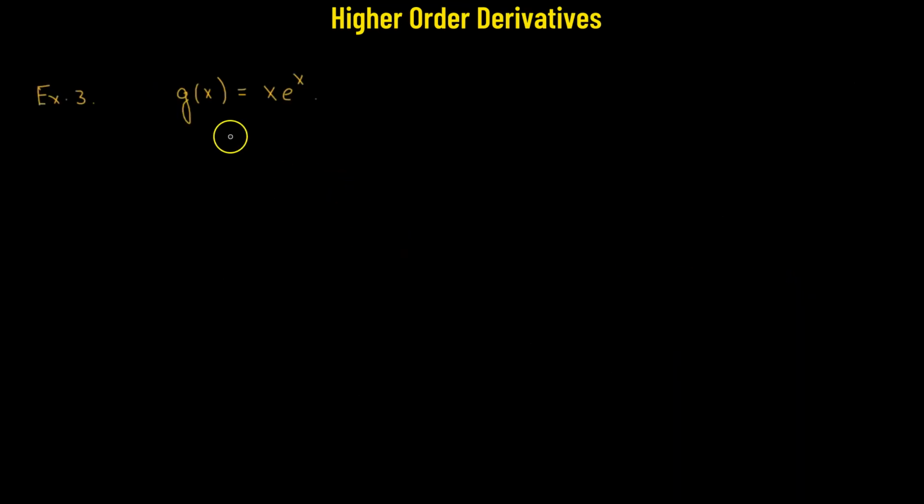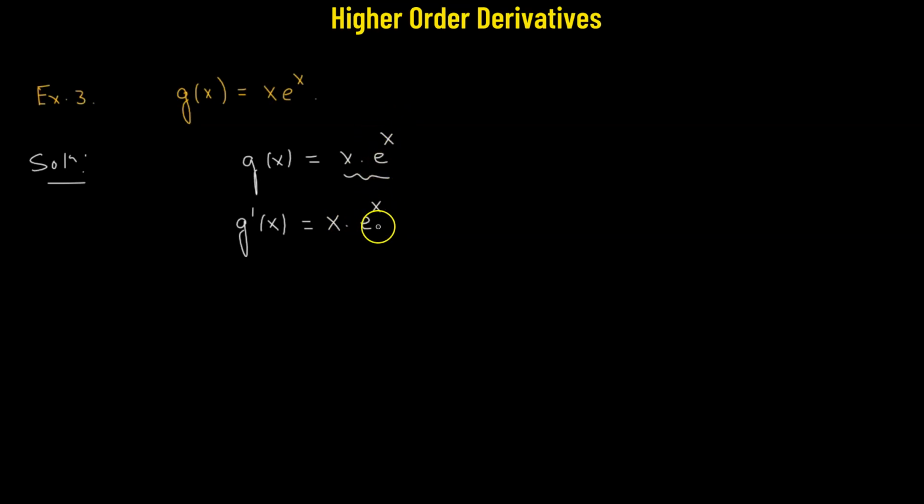So we have a function g of x given by x times the exponential function. We need to find a formula for the nth derivative. So let's start with g of x. The original function is x times e raised to the power of x. When we take the first derivative with respect to x, all we have to do is use the product rule. So we'll take x times the derivative of the second function, e raised to the power of x, which is the function itself, plus the second function times the derivative of the first function, x, which is 1.